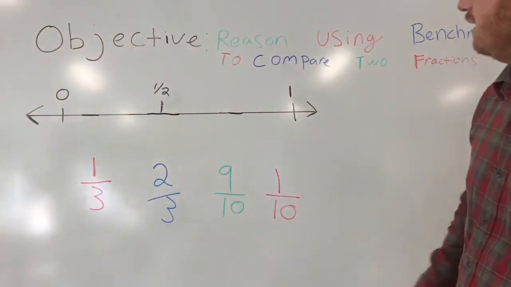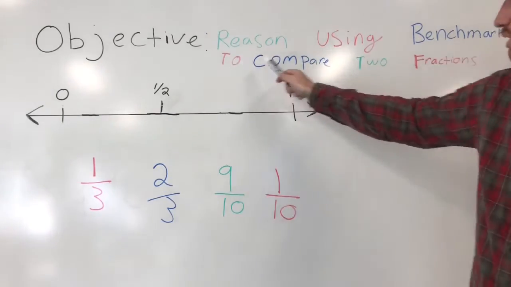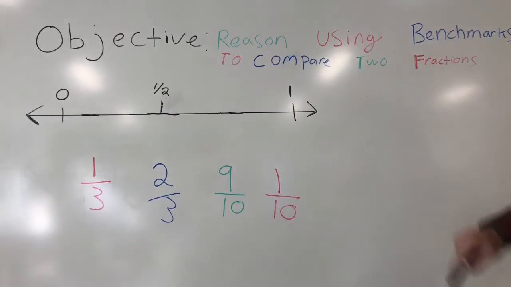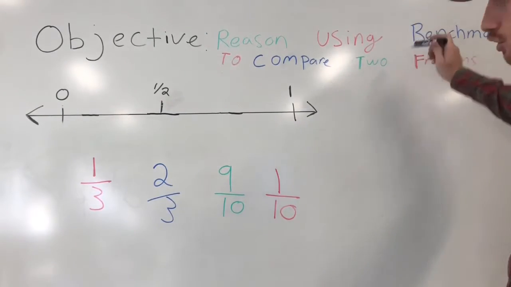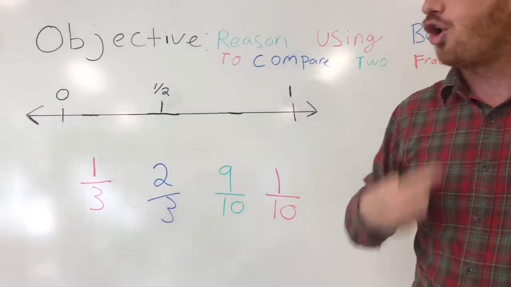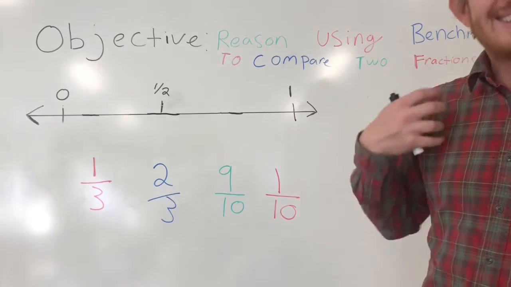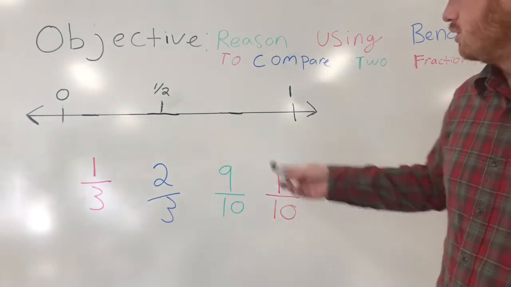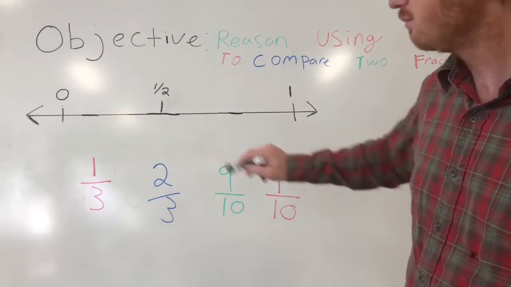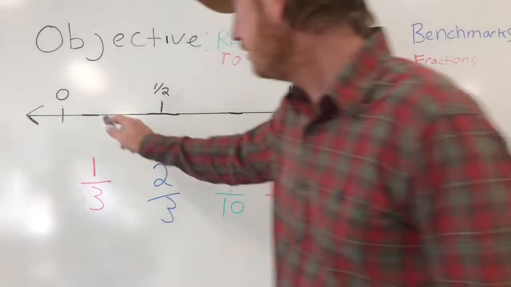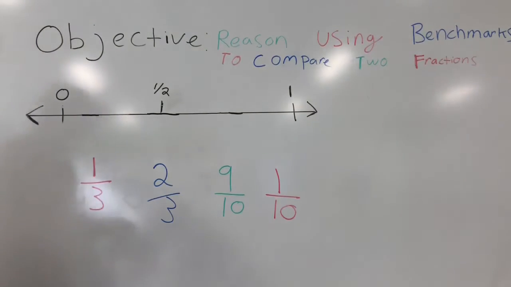Our objective today is to reason using benchmarks to compare two fractions. Now, a benchmark is a number or a fraction that you should always kind of know. It's something that we can refer to because it's something that we easily understand. So on our number line, I gave us a few benchmarks. We have 1, 1/2, and 0. And those should always be benchmarks that we're pretty comfortable with.